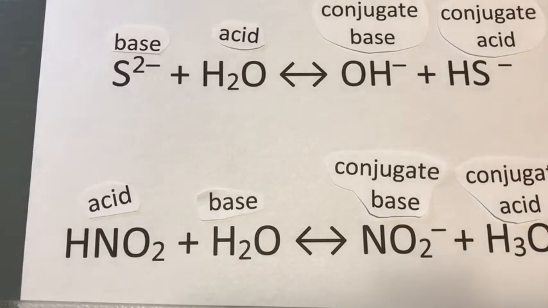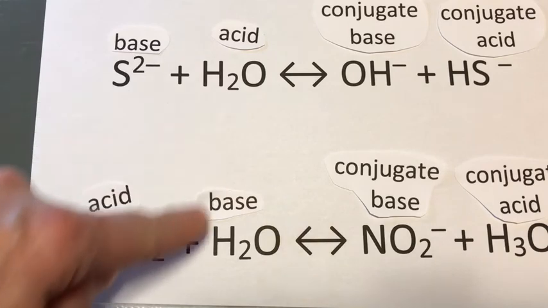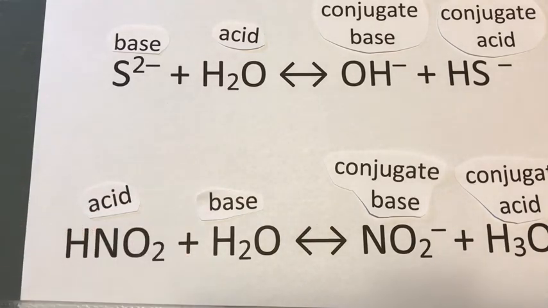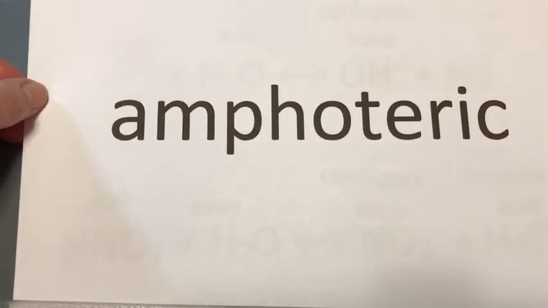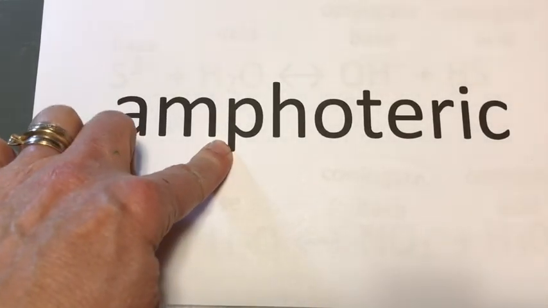Notice in these two examples that we have water in the first one being an acid and water in the second one being a base. Water can sometimes act as a Bronsted-Lowry acid and sometimes as a Bronsted-Lowry base. There's a special word for that. It's called amphoteric.